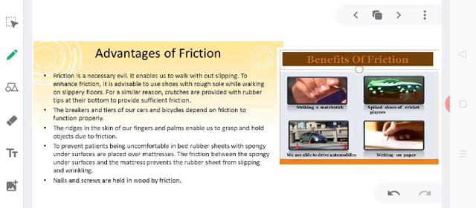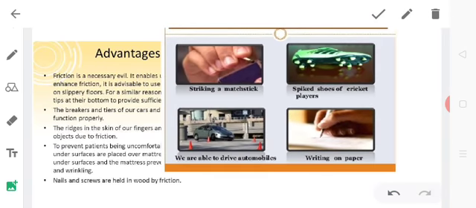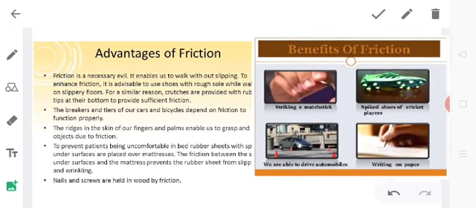The transfer of motion from one part of a machine to the other part through belts will not be possible without friction. Adhesives will lose their purpose in the absence of friction. Cleaning with sandpaper will not be possible without friction. And so on. So many things cannot be accomplished in the absence of frictional force. So it becomes a necessity. As you can see in the picture, there are certain benefits of friction. Some common benefits, like you can see striking a matchstick, spiked shoes of cricket players, driving automobiles, or writing on paper, as we were discussing right now.